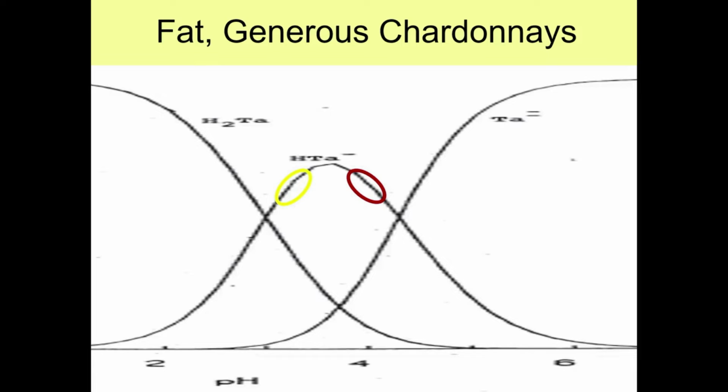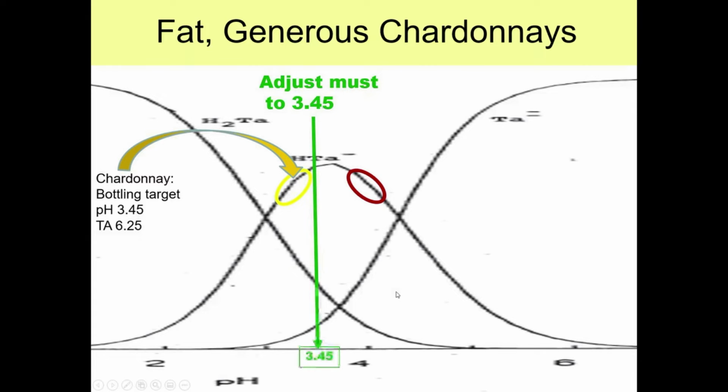All right, so next we're going to make a fat, generous Napa-style Chardonnay with malolactic. So there's our target, 3.45 and a TA of 6.25, let us say. How are we going to get there? Well, first of all, we're going to adjust the must to 3.45.